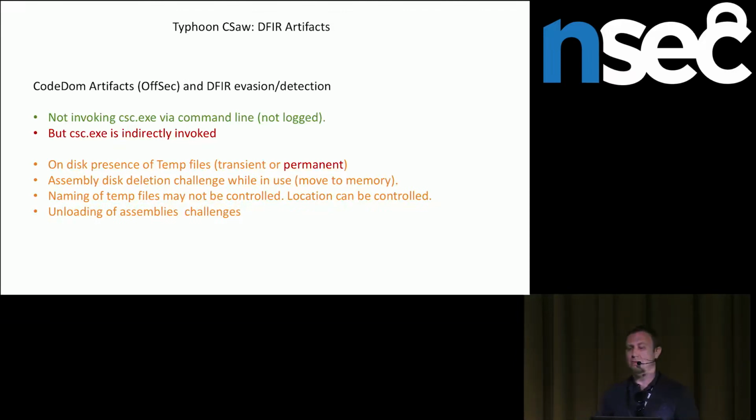But it is still indirectly invoked, right? If you look at the Sysmon or a process monitor, you will see that exactly the same facilities are engaged, just not directly from the command line. Also, we need to make sure we take care of the temp files, right? They can be transient or permanent. So compilation in memory in .NET is a misnomer. It never compiles in memory. It just compiles to a temporary space on disk, right?